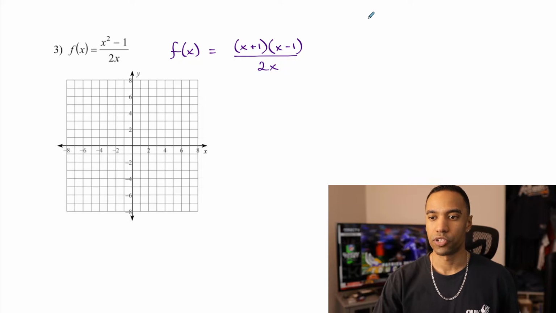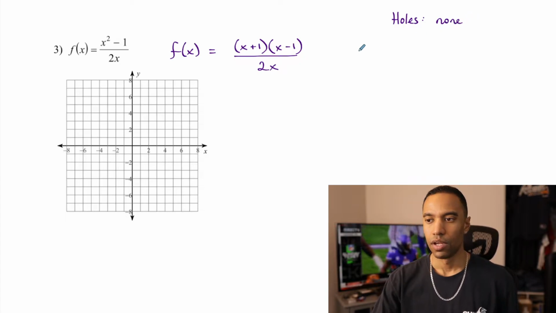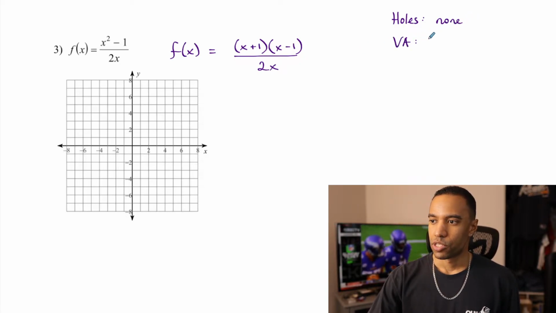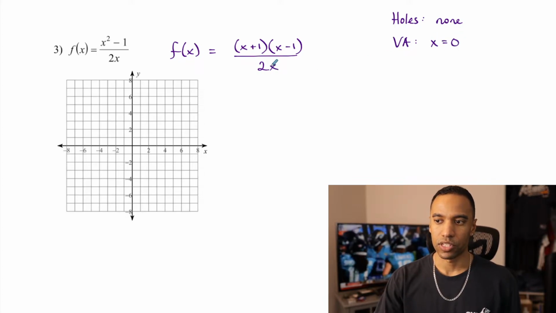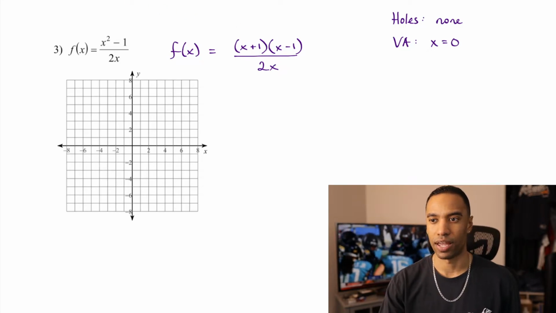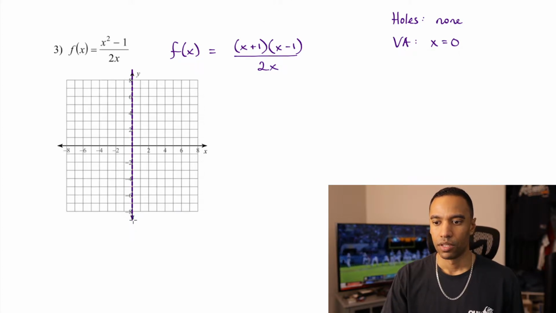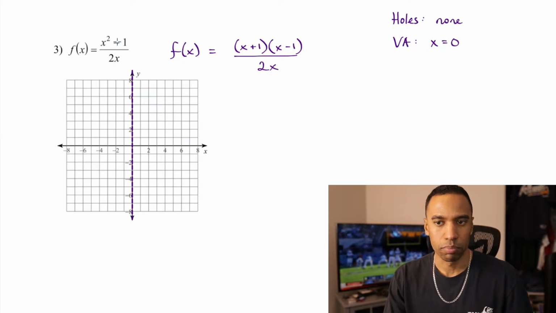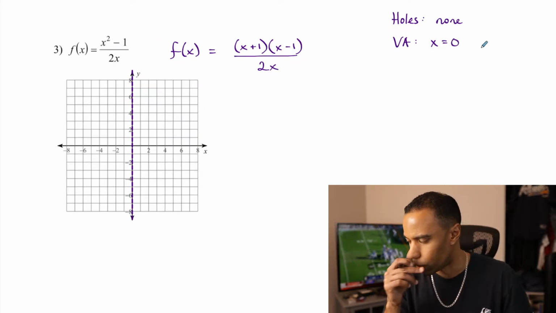So let's first talk about holes. There are none. No holes, because nothing canceled. Vertical asymptotes, there will be one, and it is at x equals 0. Again, when you consider that you are dividing, when you plug in 0 for x, you'd be dividing by 0. That's where it is, which also points to the fact that there is no y-intercept on this graph. We'll plug it in and see what happens there, but there's no y-intercept here. What do I want to do next?